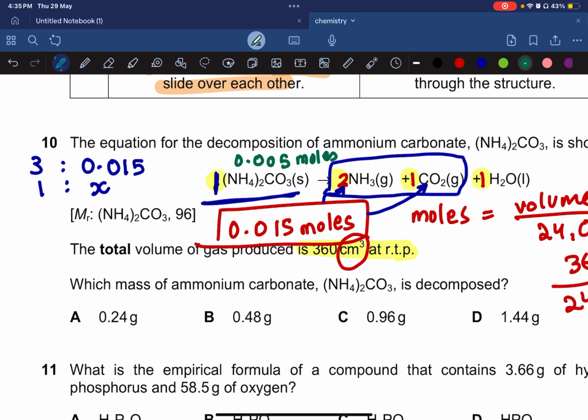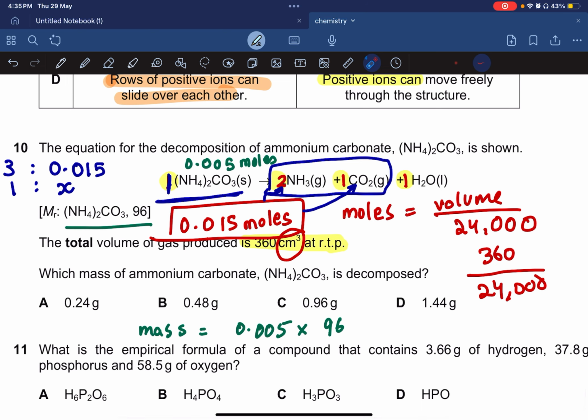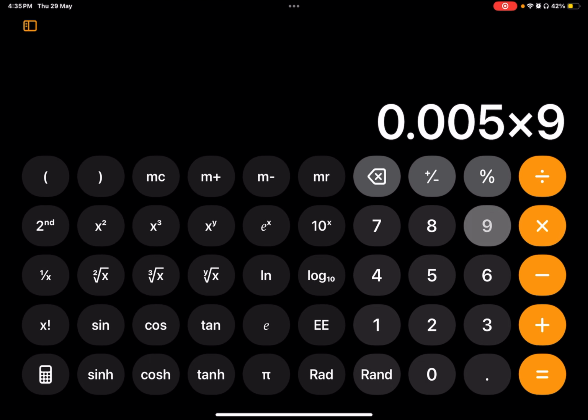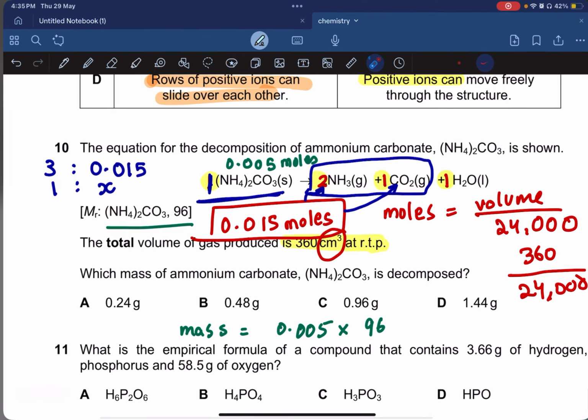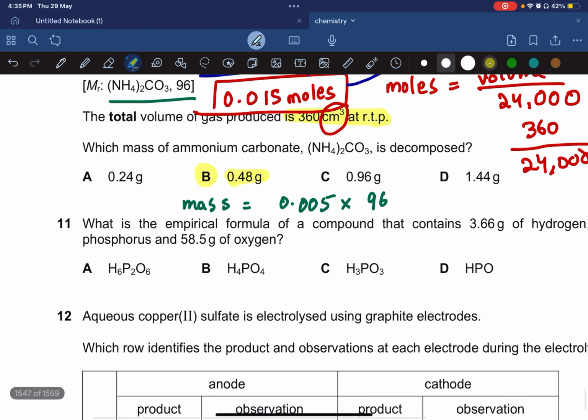Now what I need, I have the Mr: mass equals moles times Mr. Moles is 0.005 times my Mr, which is 96. One important thing: to do a moles question, you can choose 2-3 different ways. It depends on you, don't worry. If you're doing it a different way, that's also correct. You should just end up with the same answer at the end. So multiplied by 96, that's going to give me 0.48 grams of mass, which makes option B the correct one, 0.48 grams. I hope you understood. Moving on to the next.